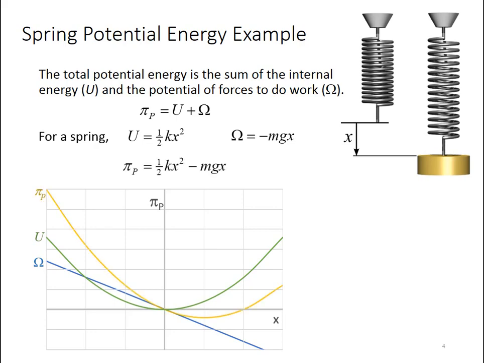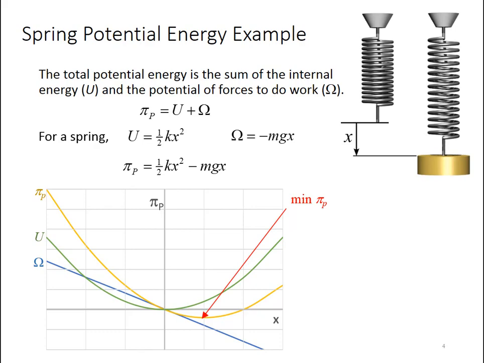If we add these two together, we can get the total potential energy in the system, consisting of two pieces: the internal energy of the spring and the potential of the forces to do work. So that's the final yellow curve there. Pi p is 1/2 kx squared minus mgx. So now that's the total potential energy. We want to find the minimum potential energy location, that should be the equilibrium displacement.